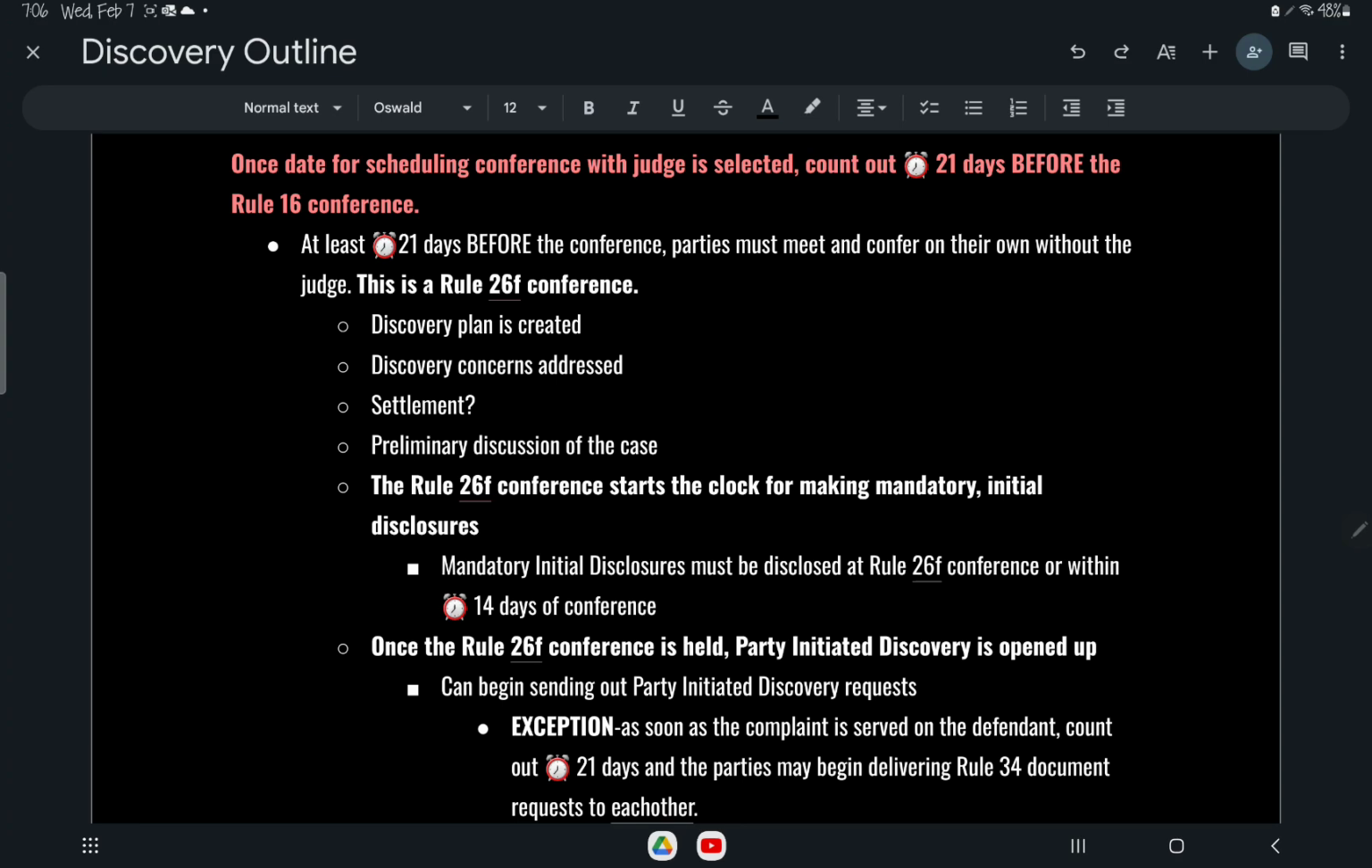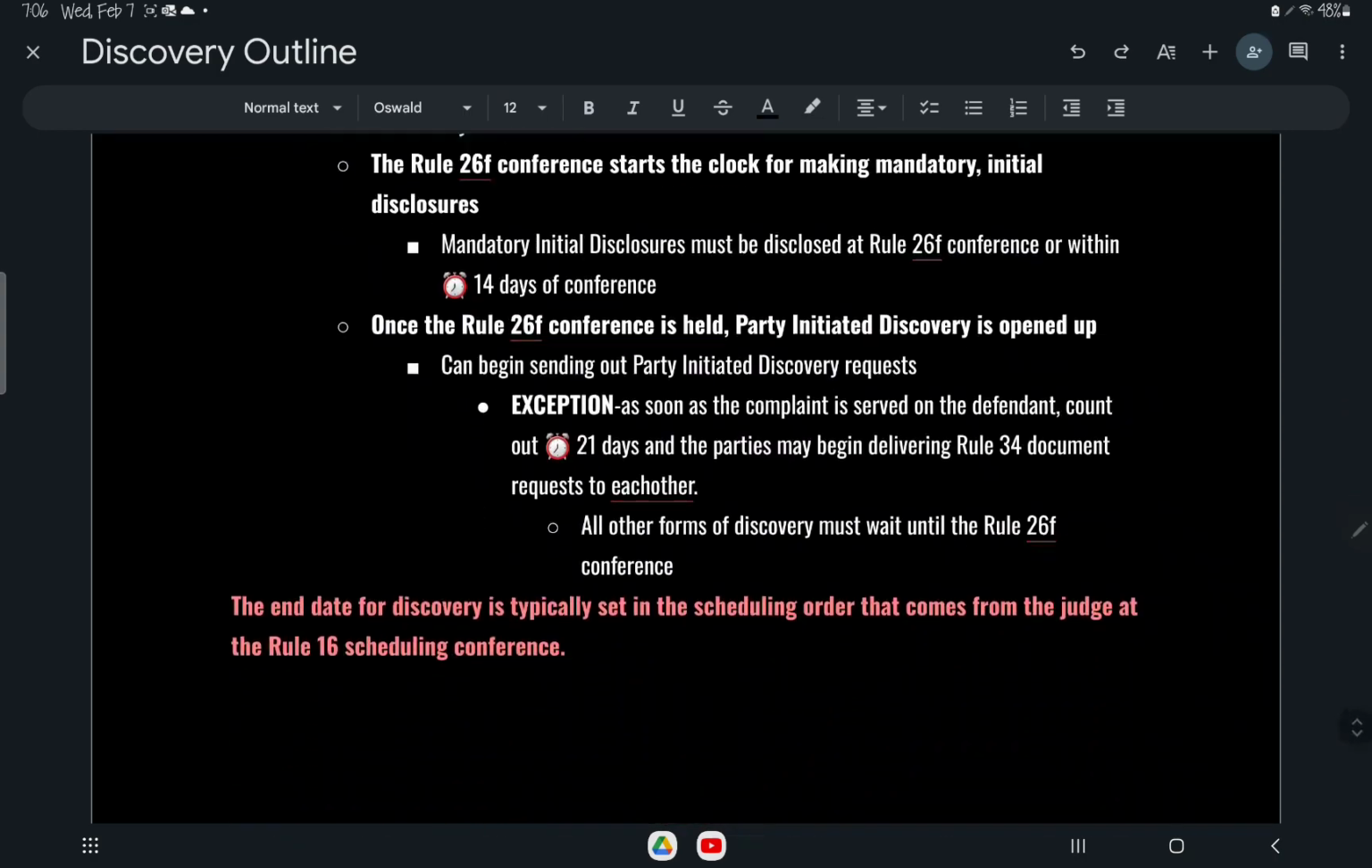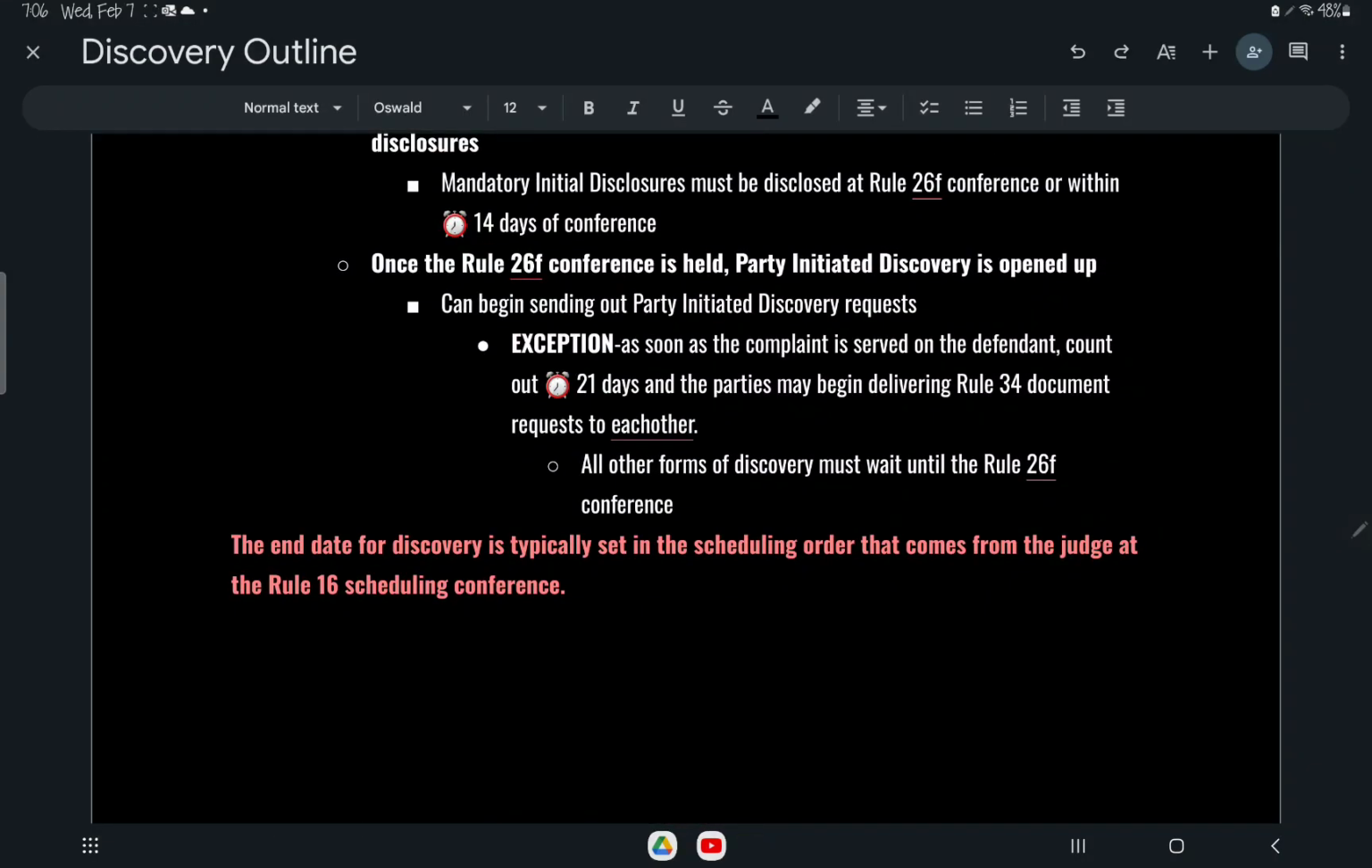In this conference, the discovery plan is created, discovery concerns are addressed, settlement is discussed, and there are preliminary discussions of the case. The Rule 26F conference starts the clock for making mandatory initial disclosures. Mandatory initial disclosures must be disclosed at the Rule 26F conference or within 14 days of the conference. Once the Rule 26F conference is held, party-initiated discovery is opened up. You can begin sending out party-initiated discovery requests.